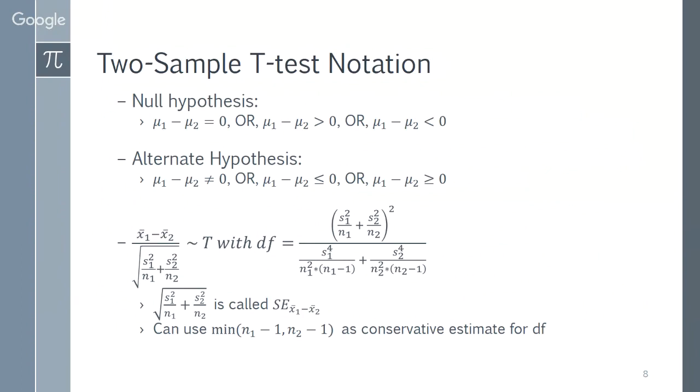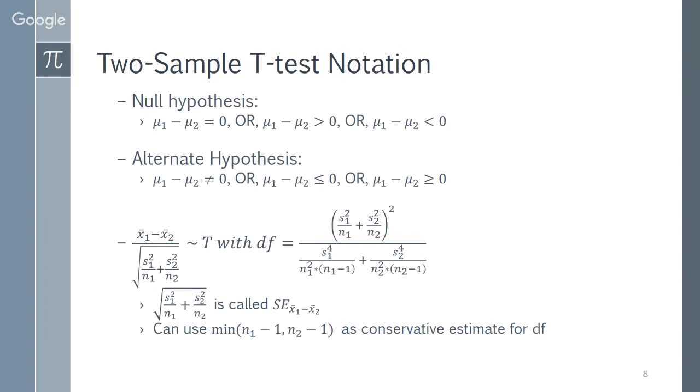So again, mu1 minus mu2 greater than 0, that means the difference in the population means is greater than 0, or less than 0. The alternate hypothesis then, if our null hypothesis was equality, the alternate hypothesis is that the difference in means is unequal. If our null hypothesis was that the difference in means is greater than 0, then our alternate hypothesis is the opposite of greater than 0, which is less than or equal to 0. Same thing for if our null hypothesis was the difference in means is less than 0, then the opposite of that is that our difference in means is greater than or equal to 0.